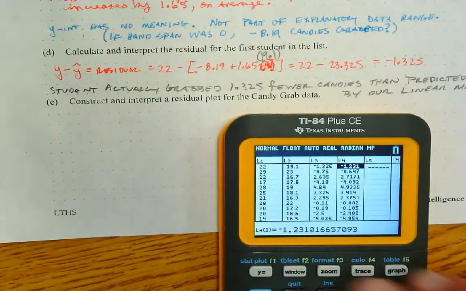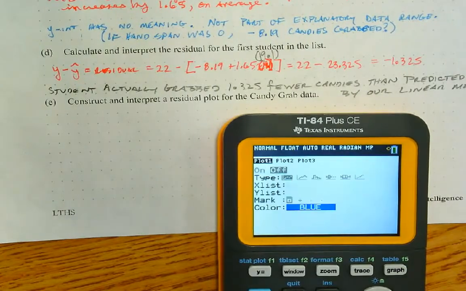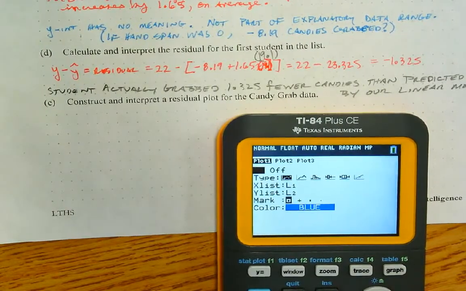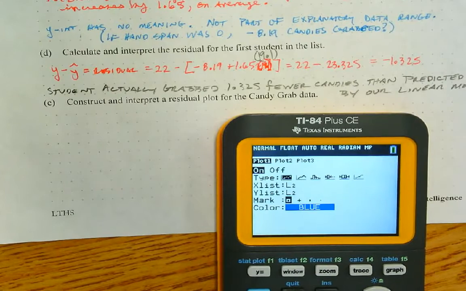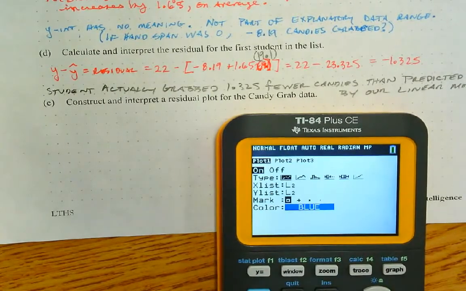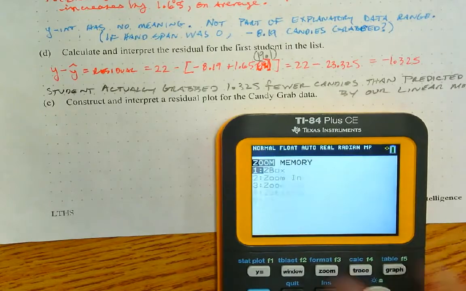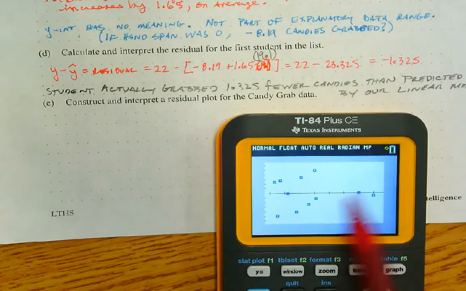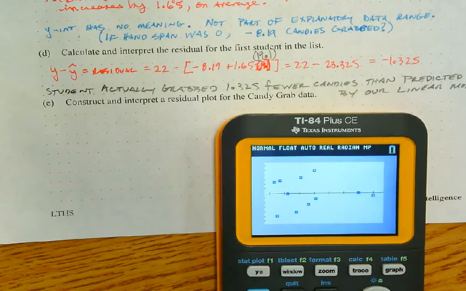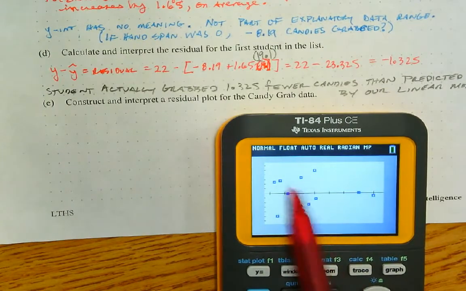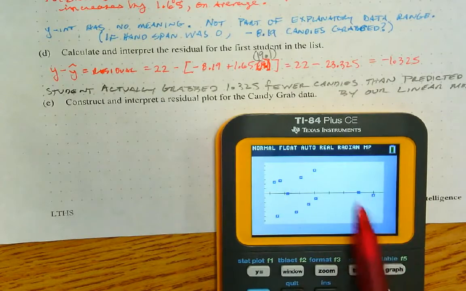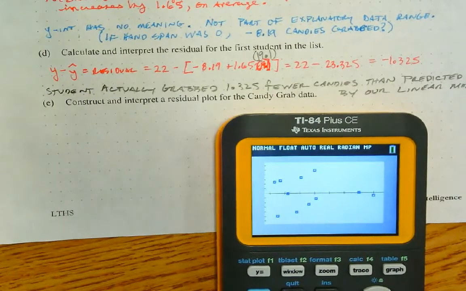But now what we need to do is second stat plot, we want to make a scatter plot, turn it on. Our scatter plot is going to be the x list of our x values, that was L2, and the y list being those residuals, which we had in L4. If I hit zoom 9, there are my residuals, and I look at this, and there doesn't seem to be really too much of a pattern here. Fairly nicely distributed here and here. Here's those two values where the handspan was a little bit larger.